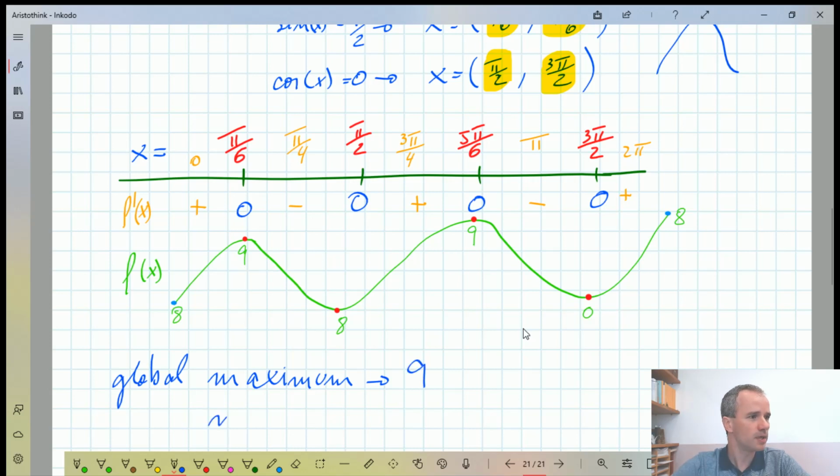Now, what is the global minima? Minima, okay, is plural. So the global minimum is going to be what? Well, it's going to be 0, not 8, okay. It's going to be 0. Just be careful. Okay, so that's the exercise.